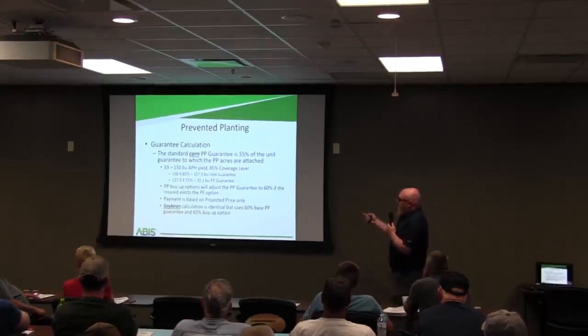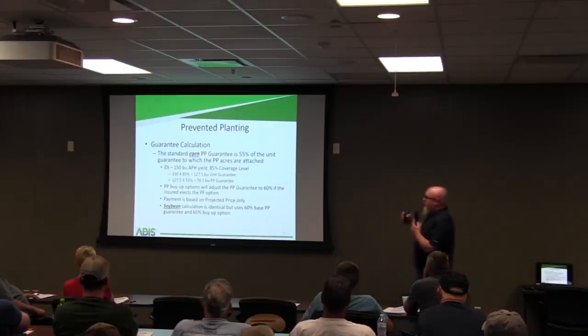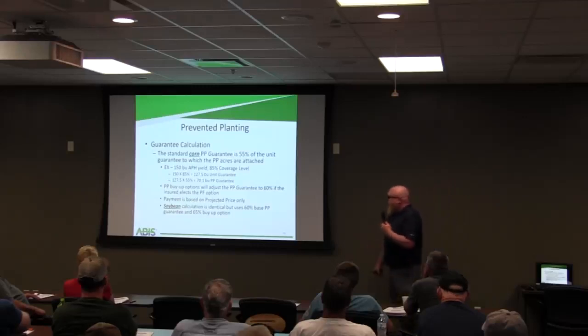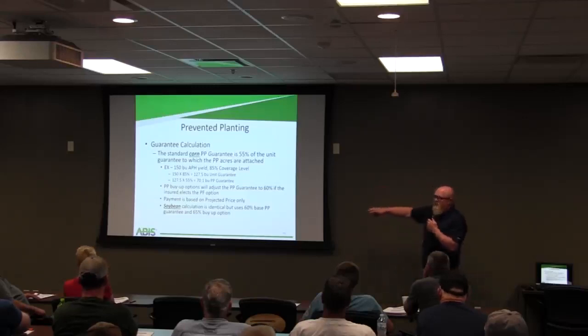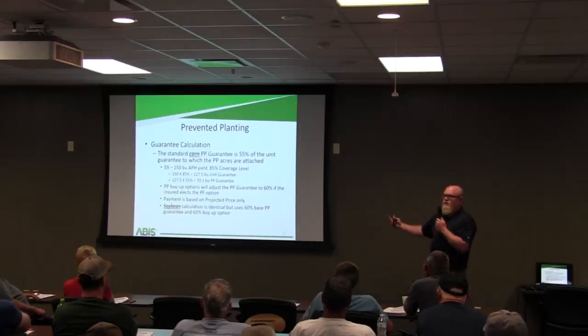Buy-up options will adjust the guarantee to 60% if you elect that option. Preventive plant payments used to be based on the higher of the spring or fall price, but they changed the rules several years ago, so that's based only on the spring price now. And so that example is based on corn. Soybean calculation is identical, except we use 60% as a base and 65% if you were to elect the buy-up option.